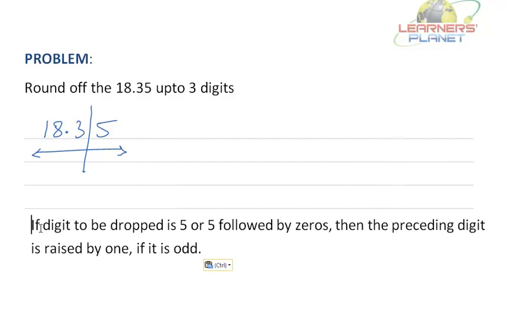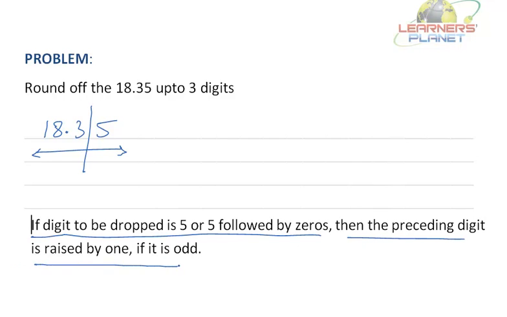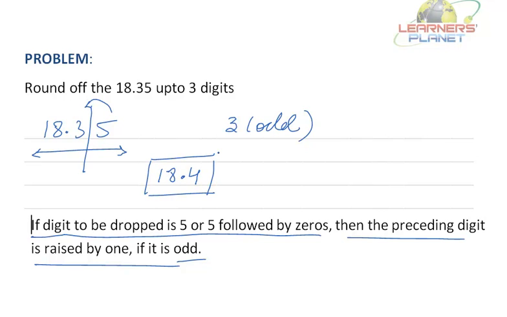The rule says if the digit to be dropped is 5 or followed by zeros, then the preceding digit is raised by 1 if it is odd. So in this particular case 3 is odd, which is the preceding digit. So if you cut off this 5, this 3 has to be raised by 1, so the answer will become 18.4. Okay.